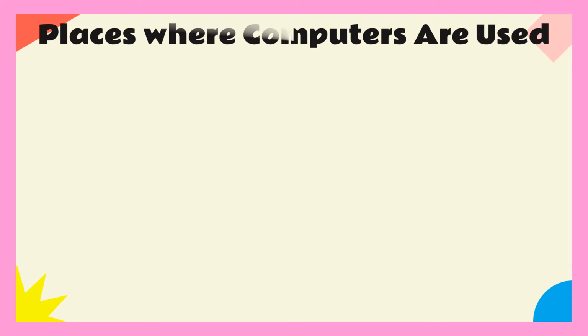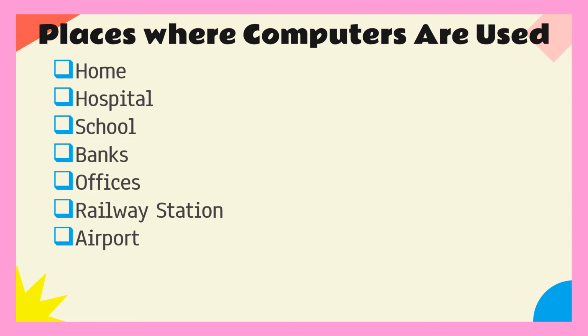Next we have some of the places where computers are already being used. As all of you know that computers these days, they are used in almost every field. There is not a single place where computers are not being used. So the different places where computers are being used, like home, hospitals, schools, banks, offices, railway stations, airports, space and research centers, animated movies, defense, designing. There are different places where we make the use of the computers to make our tasks and work easy.